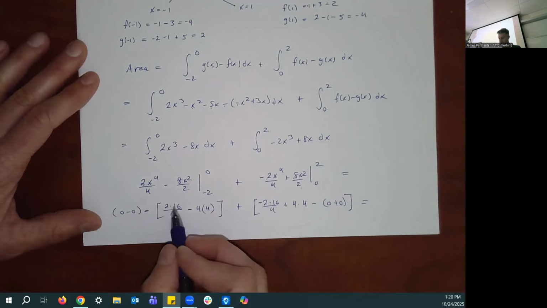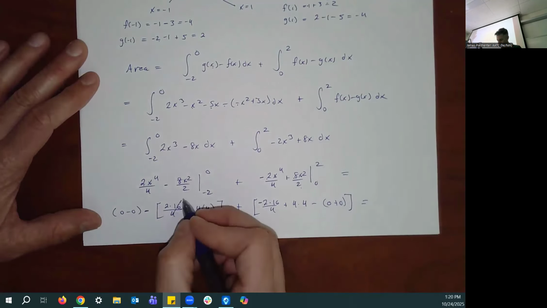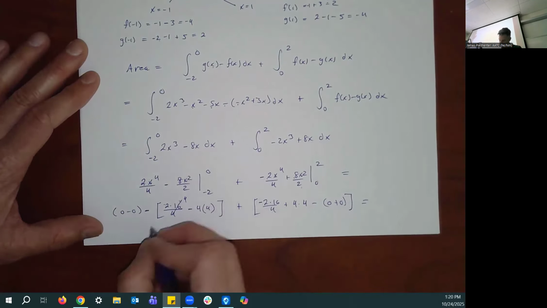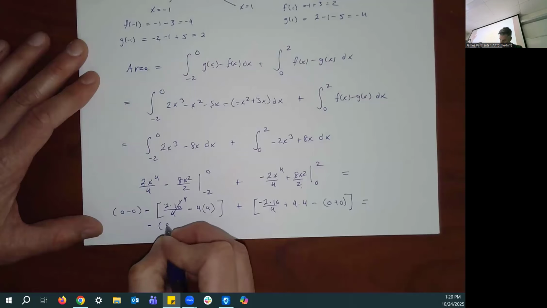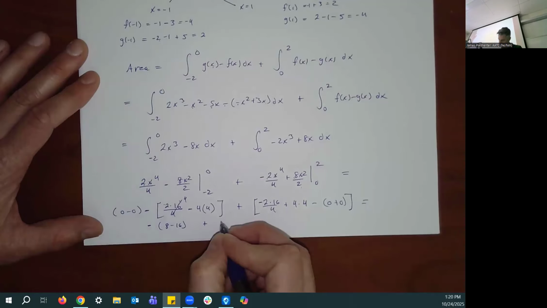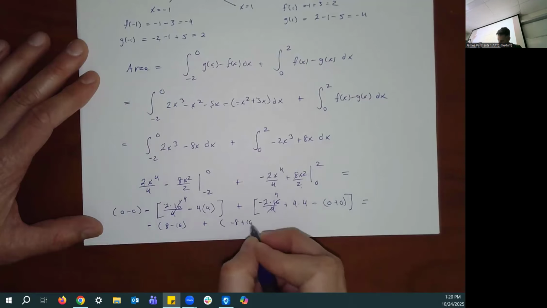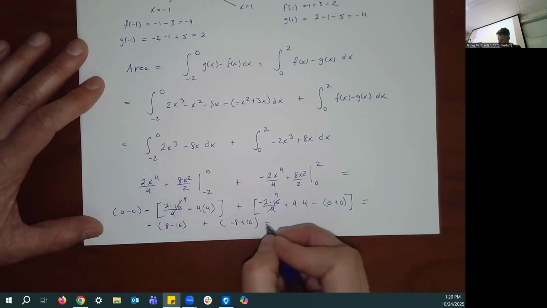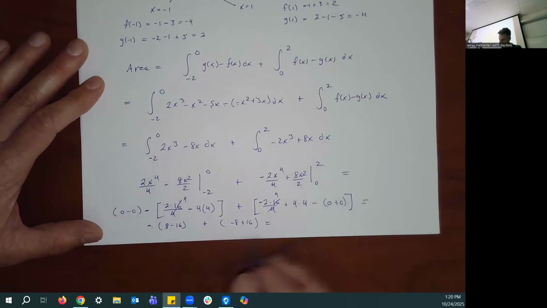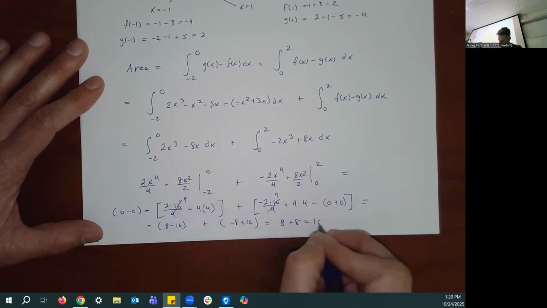So let's see. 2 times, well, let's divide. 16 over 4 is 4. 2 times 4 is 8. So I have -8 minus 16 plus -8 plus 16. Oh, good. We're going to get a positive answer. Thank goodness. So we get -8 plus 8, which is 16.